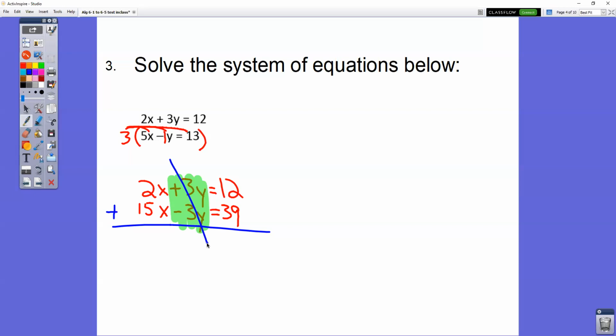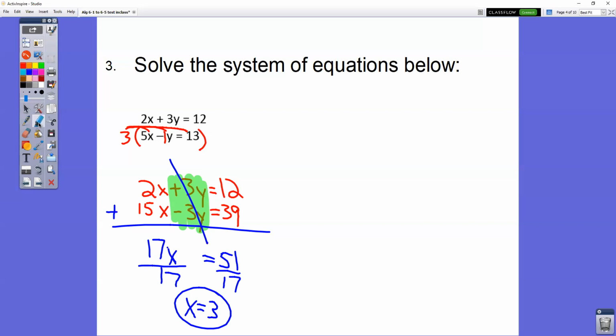So 2x plus 15x is 17x equals 12 plus 39 is 51. Divide by 17, divide by 17, you get x equals 3. Now that I have my 3, I can take my 3 and I could sub it into here or here. Remember, you have your choice. Once you get one answer, you have your choice which one you want to sub it into. I like avoiding minus signs and negative signs. So I'm going to sub it into my top equation.